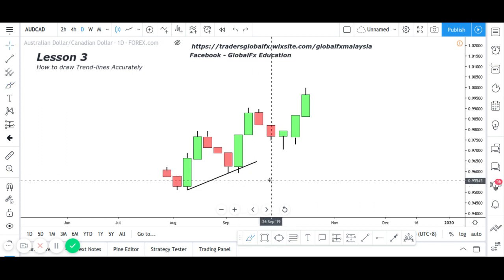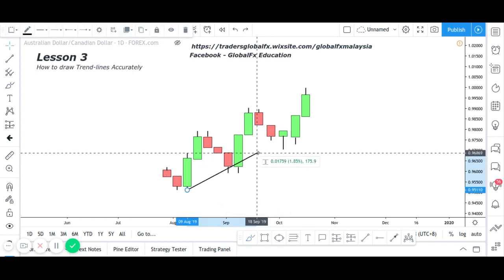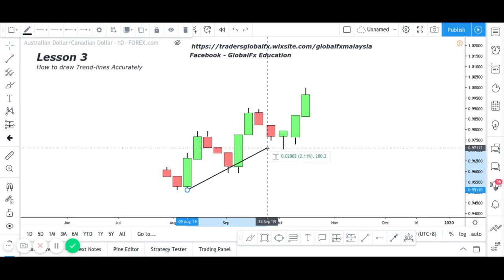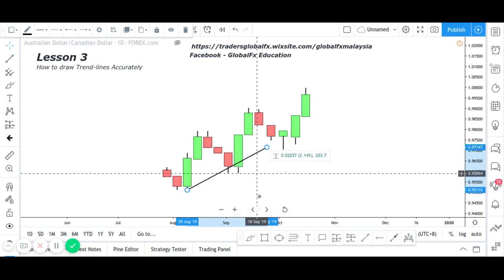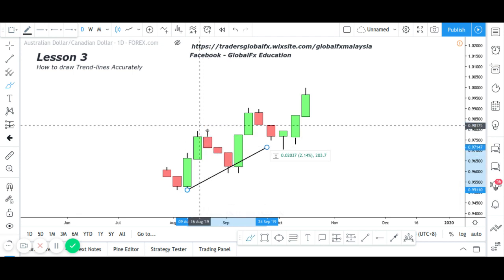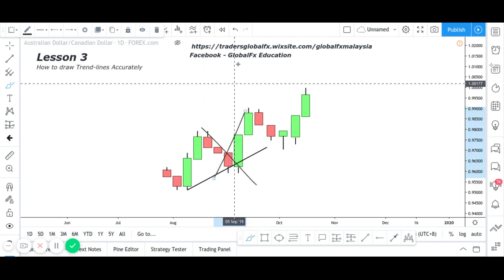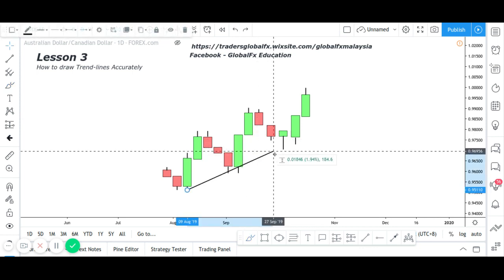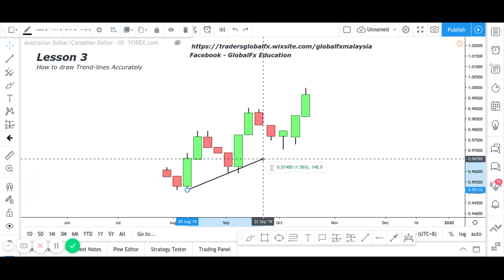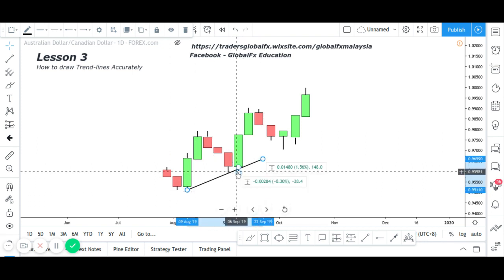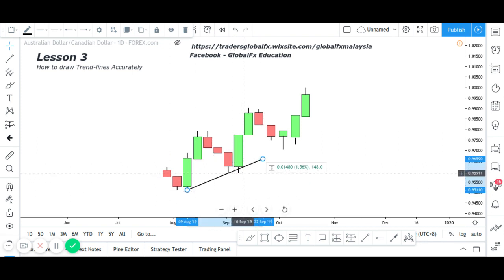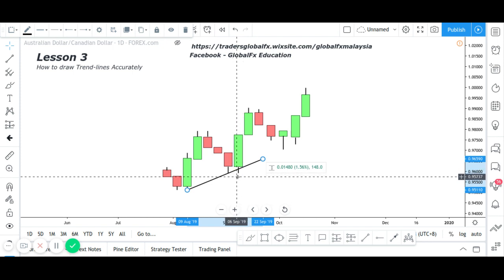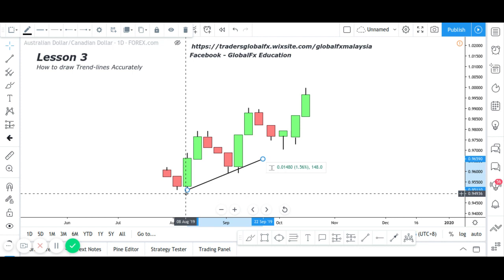it's very, very important that we do not cut through candles. We do not cut through the body of the candle like this. This means that this support is definitely invalid. This dynamic support trend line is invalid. So what we are going to do is we are going to cut through the wick of the candle only and not the body of the candle. So I repeat, we are going to cut through the wick of the candle but not the body of the candle.